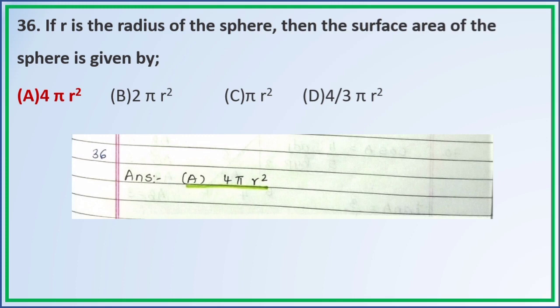Question number 36. If r is the radius of the sphere, then the surface area of the sphere is calculated by the formula 4 pi r square. Therefore, the correct answer is 4 pi r square, option A. Students, you can expect few simple questions based on this formula. Try to learn all the formulas from this unit.